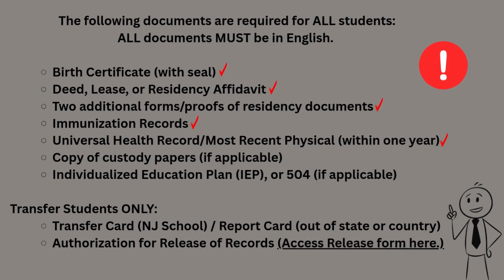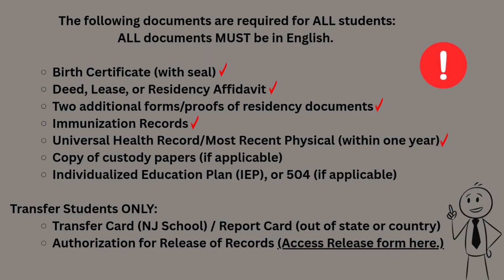The documents below are required for all students. All documents must be in English. The student will need a birth certificate or passport, a deed, lease, or residency affidavit, two additional forms of proof of residency. For example, this could be a bank statement, or another example would be a utility bill.